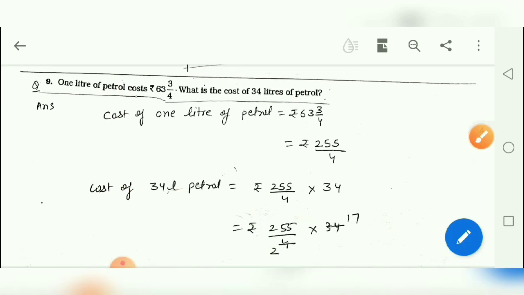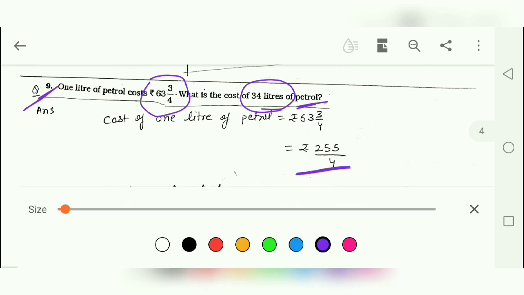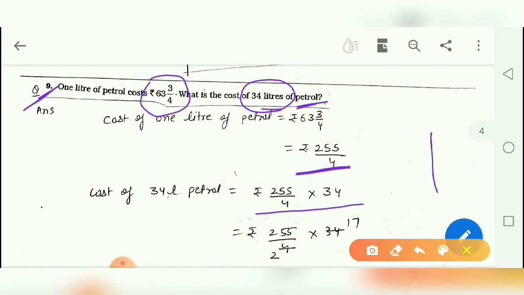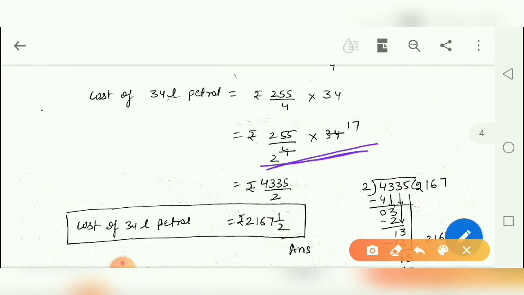So next question is question number 9. 1 liter of petrol costs this much. The cost of 1 liter of petrol is this much. We have to find out the cost of 34 liters of petrol. So for finding that, we have to multiply the cost per liter with 34 liters. Here we have done the calculation. See, here we have done the calculation.